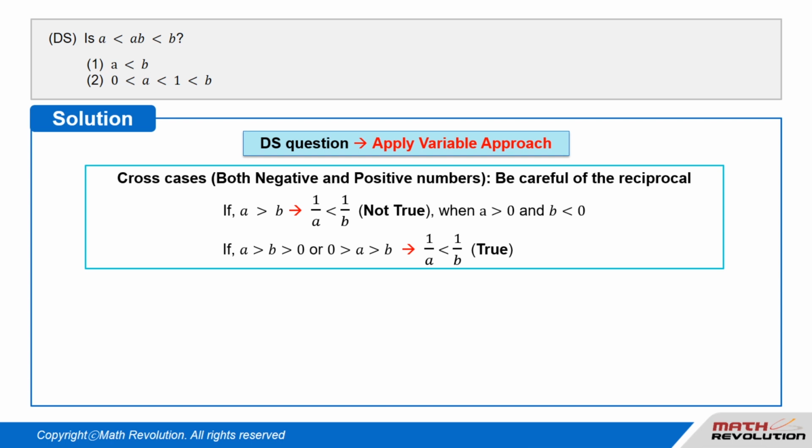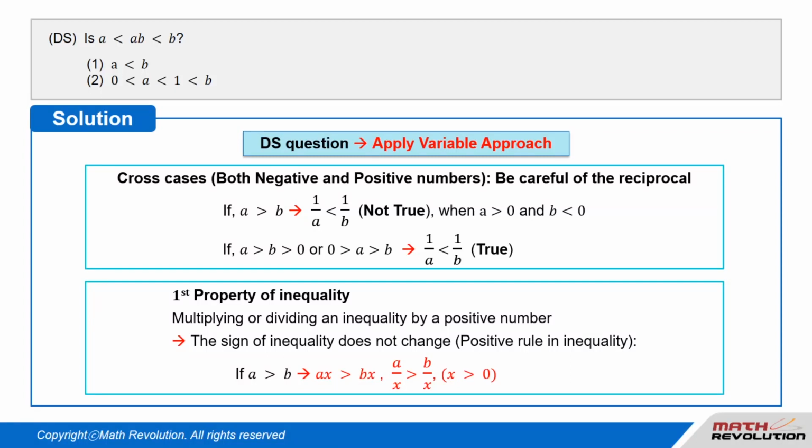However, if A is greater than B, which is greater than 0, or 0 is greater than A, which is greater than B, then 1 over A is smaller than 1 over B will be true. The first property of inequality: multiplying or dividing an inequality by a positive number does not change the direction of the inequality sign. Positive rule in inequality: if A is greater than B, then A times X is greater than B times X, and A over X is greater than B over X, where X is greater than 0.